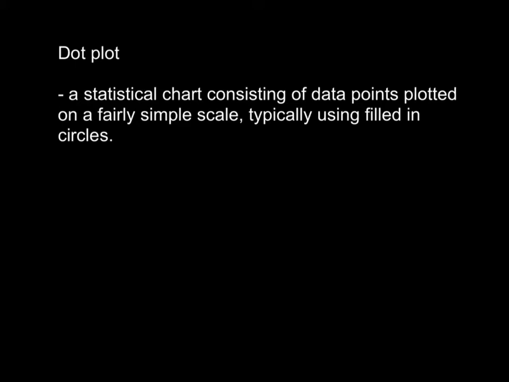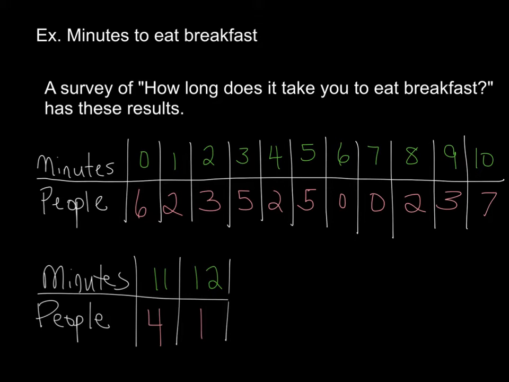A dot plot is a statistical chart consisting of data points plotted on a fairly simple scale, typically using filled-in circles. All right, so this example is minutes to eat breakfast. A survey of how long it takes you to eat breakfast has these results. As you can see down here, you have how many minutes, and I had to continue it down here because I ran out of room going that way. And then the people: there were 6 people that had 0 minutes, 2 people that said yes to 1 minute, 3 people that said yes to 2 minutes, 5 people that said yes to 3 minutes, and so on.